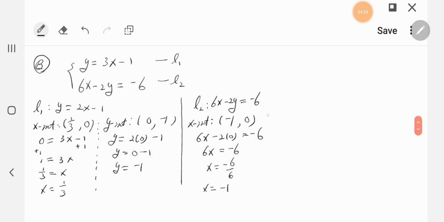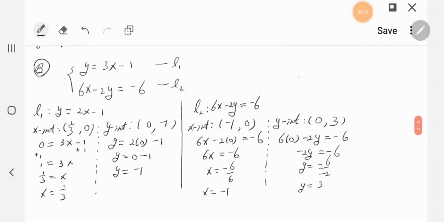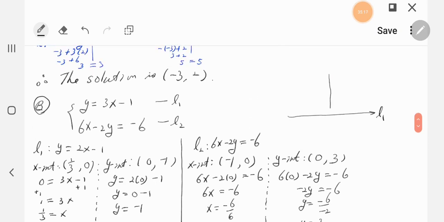Okay, let's find the y-intercept. For the y-intercept, set the x value equal to 0 and then find the y value from the equation of line 2. So x equals 0, so 6 times 0 minus 2y is equal to negative 6. Then negative 2y is equal to negative 6. Divide each side by negative 2. So y is equal to positive 3. So that's the y-intercept. Now let's plot these points on the coordinate system.